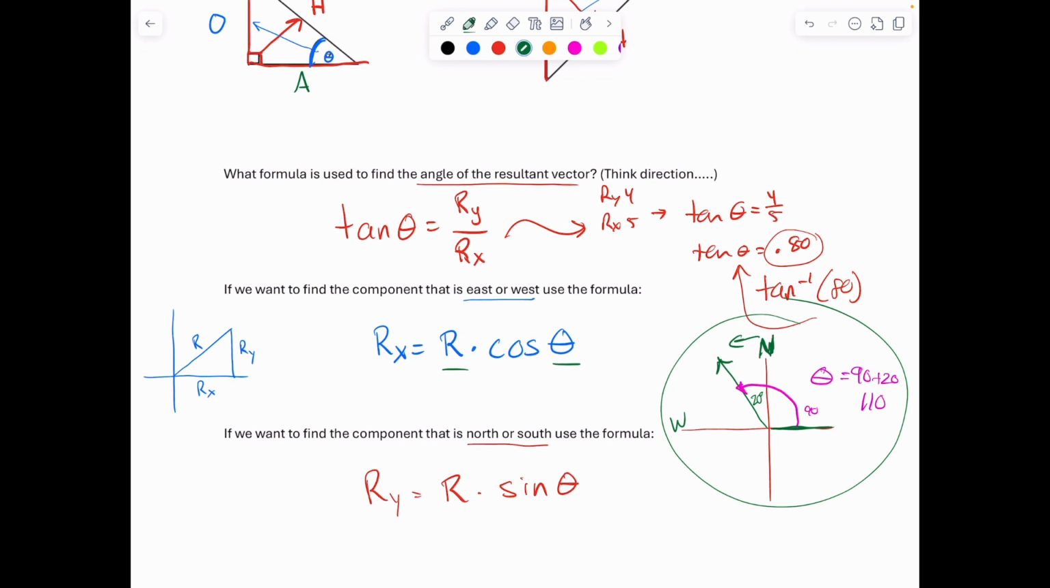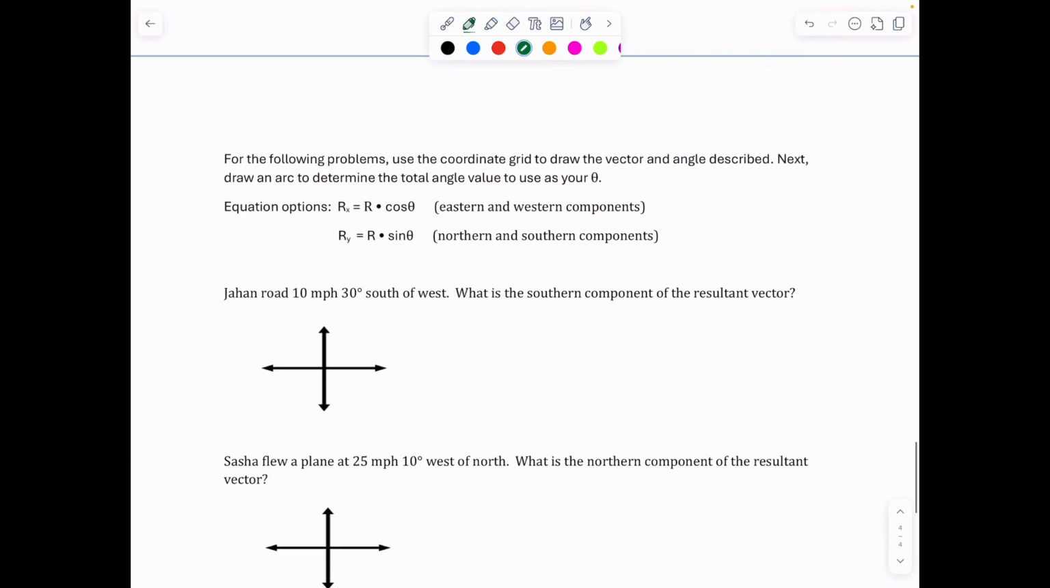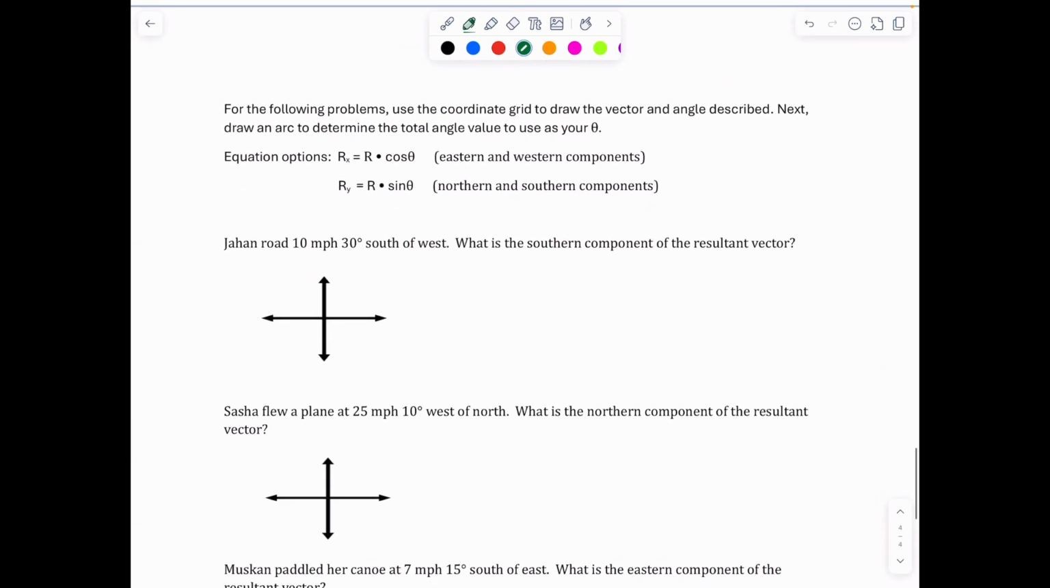Here we go. For the following problems, use the coordinate grid there to draw the vector and angle described. Next, draw an arc to determine the total angle value to use as your theta. And the equations we can use, if we're looking for the east and west, we're going to use Rx equals R times cosine theta. And if we're doing Ry, we're going to be looking for north and south, doing R sine theta there.